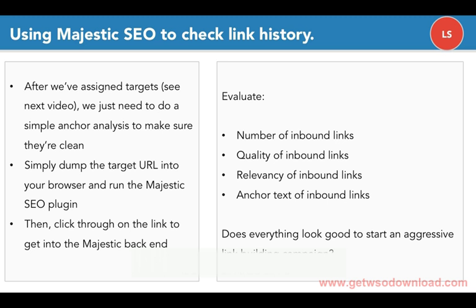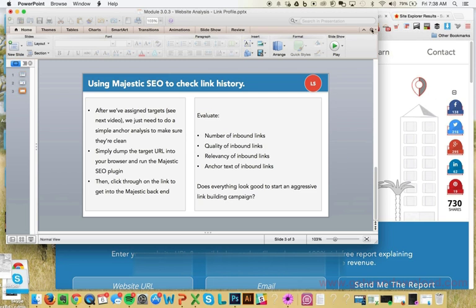So all we're going to do is dump that target URL into a browser, run the Majestic SEO plugin, and click through to actually get into the Majestic backend. And what we're going to evaluate are the number of inbound links, the quality of inbound links, the relevancy of inbound links, and the anchor text of inbound links. And then at the end of the day, we just want to make sure that everything looks good to start an aggressive link building campaign. So let me just run you through my site real quick.